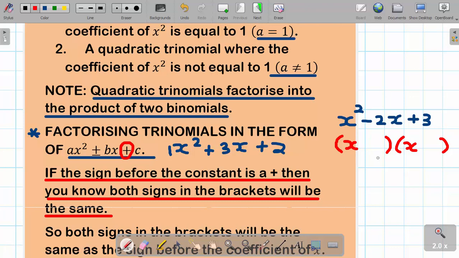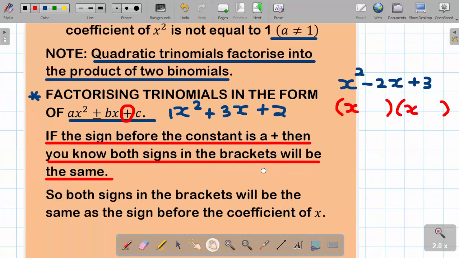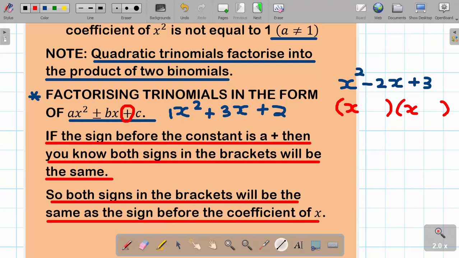Doesn't make sense to you for the moment, but let us check it out. And you know what is amazing? Both the signs in the brackets will be the same as the sign before the coefficient of x. Oh Jesus, hope you're not confused, guys. We're saying both the signs in the brackets will be the same as the sign before the coefficient of x.